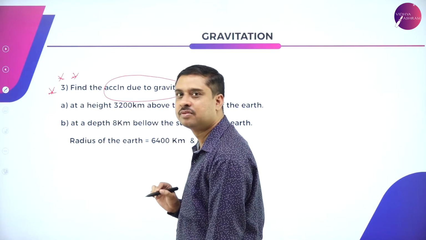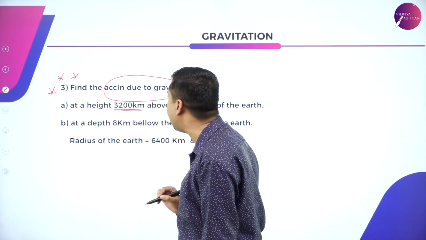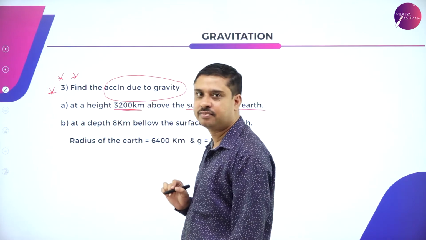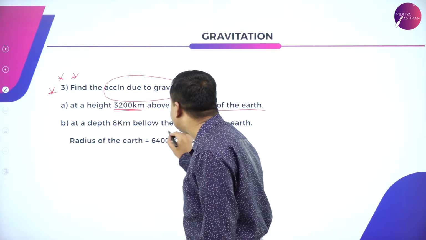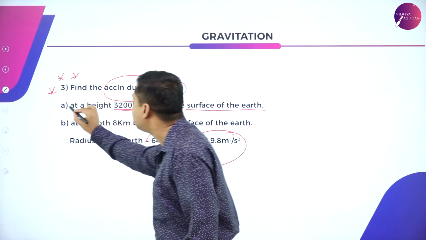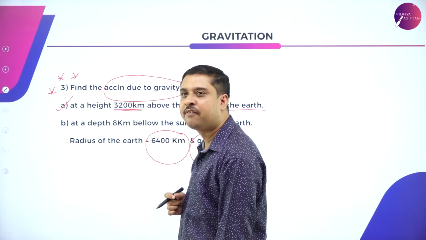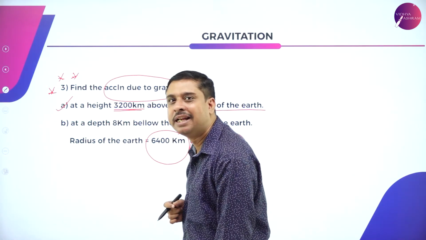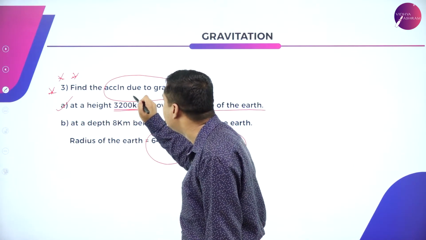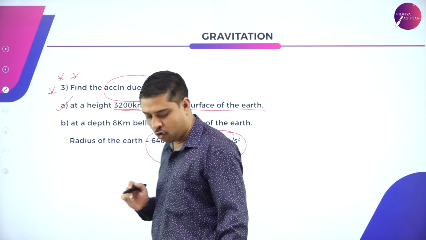First case, at a height 3,200 kilometer above the surface of the earth. Again, radius of the earth is given, g is given. So first, I will solve part A of this problem, where I have to find acceleration due to gravity at a height 3,200 kilometer above the surface of the earth.